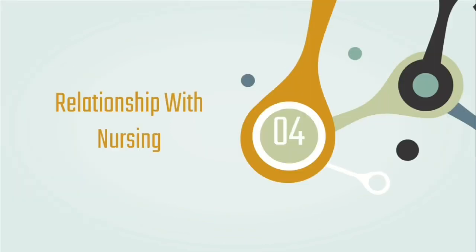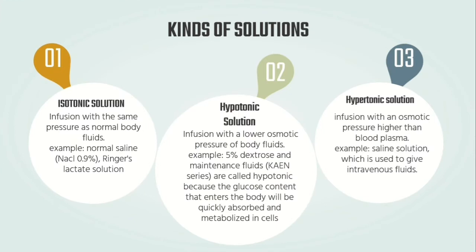4. Relationship with nursing. Kinds of solutions. 1. Isotonic solution. Infusion with the same pressure as normal body fluids. Example: normal saline, Ringer's lactate solution. 2. Hypotonic solution. Infusion with a lower osmotic pressure than body fluids. Example: 5% dextrose and maintenance fluids are called hypotonic because the glucose that enters the body will be quickly absorbed and metabolized in the cell.